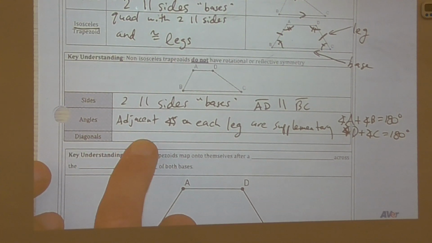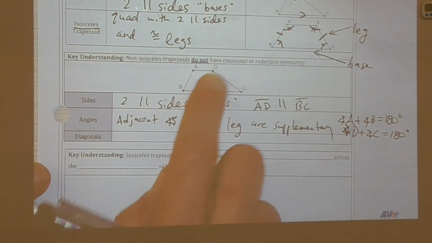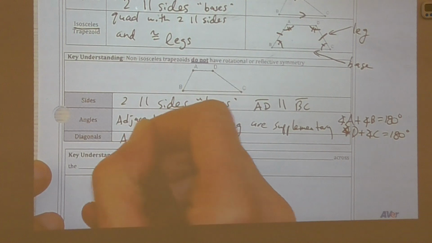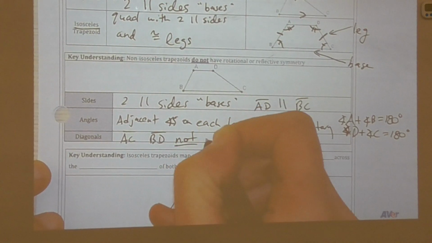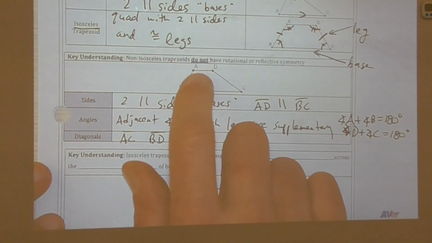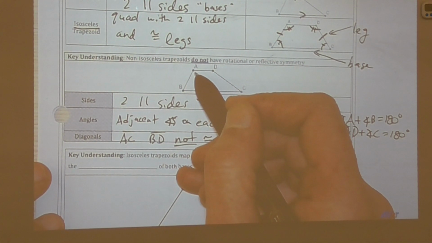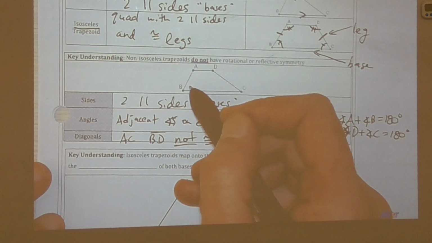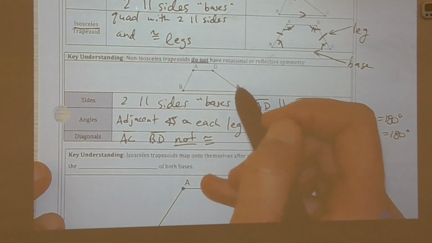The diagonals, so from A to C and from B to D, are not congruent. So the only things that we know that really are definitely true for a regular trapezoid are that the bases are parallel and that the angles that are adjacent to each other on each leg are supplementary. So B plus A equals 180 and C plus D equals 180.